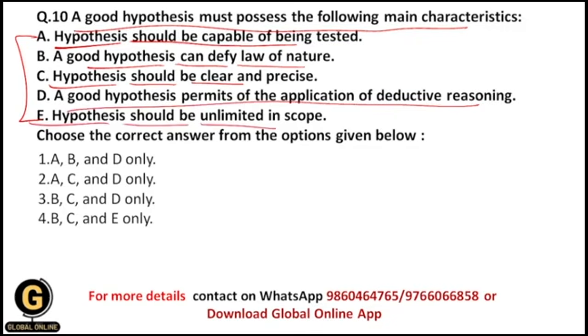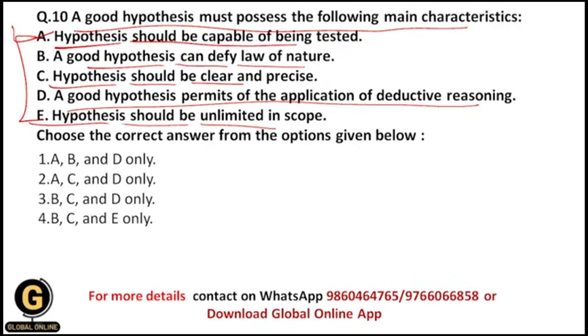So basically students, as we have seen earlier in yesterday's video, hypothesis should have testability. It means that it should be capable of being tested, because we need to test the hypothesis so that we will get the final results of our whole research process. That's why hypothesis should be capable of being tested. So this is one of the main characteristics of a good hypothesis.